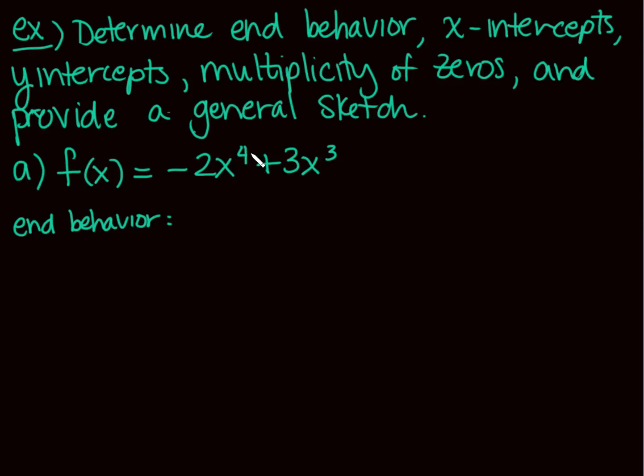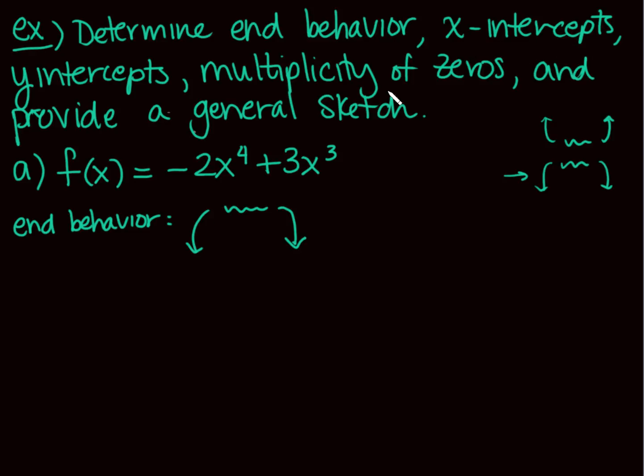I have a fourth. So remember, if I have an even degree, I'm either going to look like this or I'm going to look like this. My two ends are either both going up or both going down. That's what I know about the end behavior of an even degree function. And because this leading coefficient is negative, I know that we're going to select that one right there. So my end behavior is going to go down like this. I don't know what happens in the middle here, but I do know that I'm going to go down on both sides. There's my end behavior.